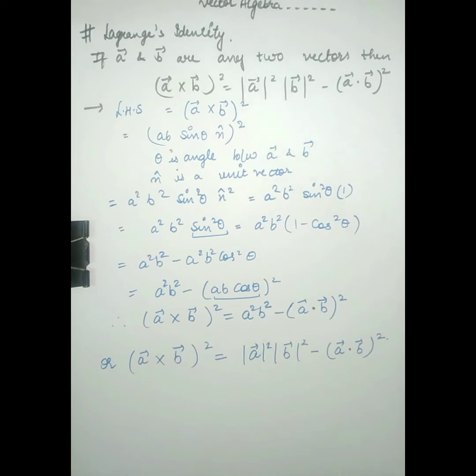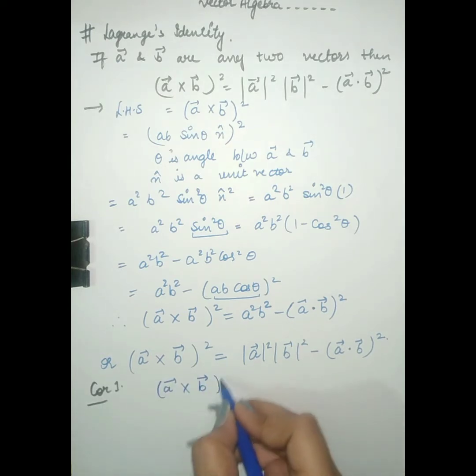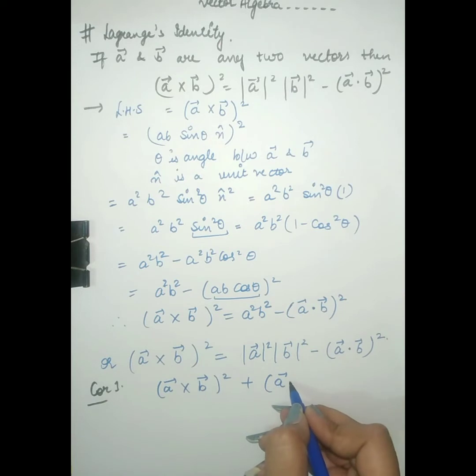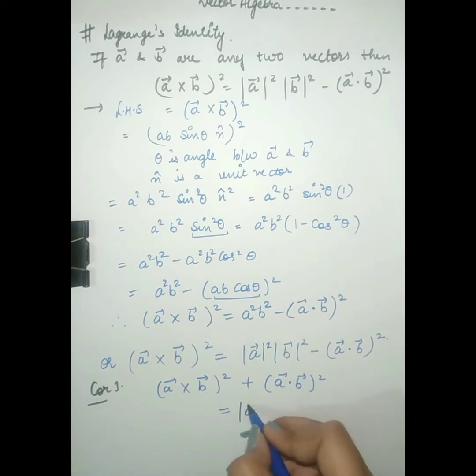Now first corollary is A vector cross B vector whole square plus A vector dot product with B vector whole square will be equal to A vector magnitude whole square into B vector magnitude whole square.